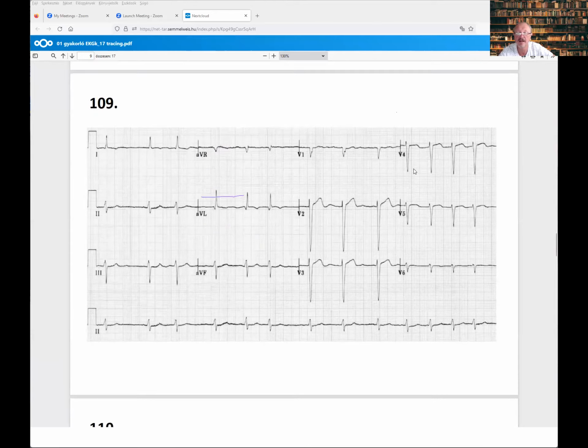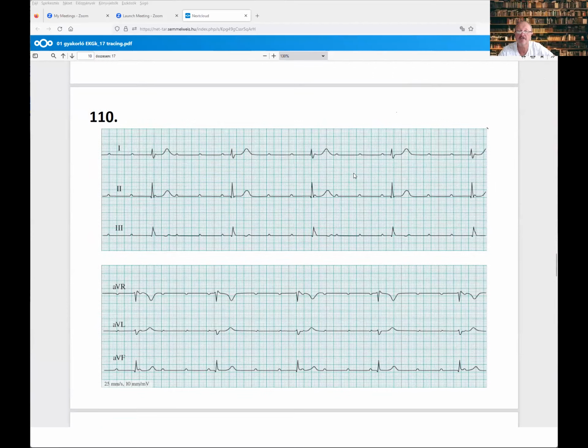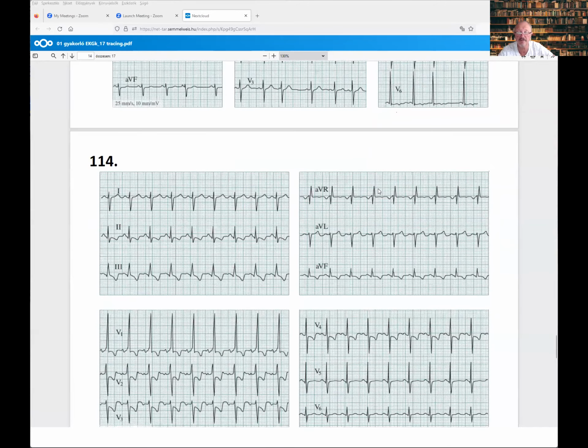Let's move on. 110. Who has 110? Nobody. Wait a minute, I have to check 110. No, we have 116. Only the 116 we have. Okay, and 114 I have. 114, good. Let's move to 114. Yes, it's your turn.